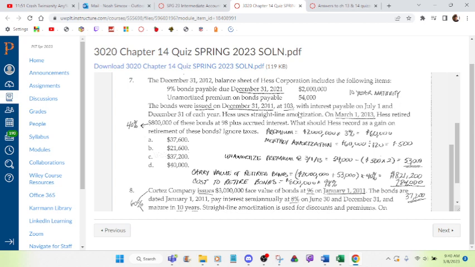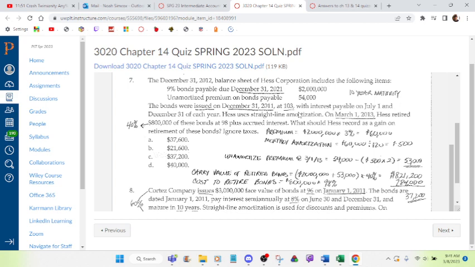You would do 2,060,000, subtract the unamortized amount, or 2 million plus the unamortized amount, times 40% equals that. Cost to retire bonds equals 800,000 times 98%. What? Oh. So, cost to retire the bonds.